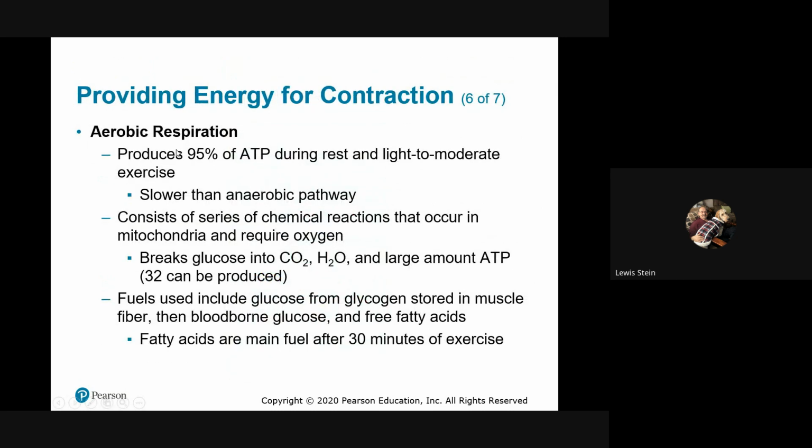So at that point, aerobic respiration has to take over. It provides 95% of ATP during rest and light to moderate exercise. Not as rapidly, it doesn't have to be. We all know about the ATPs. So fuels used include glucose from glycogen stored in muscle fiber, then blood-borne glucose, then free fatty acids.